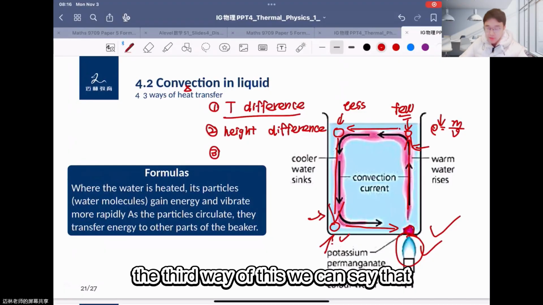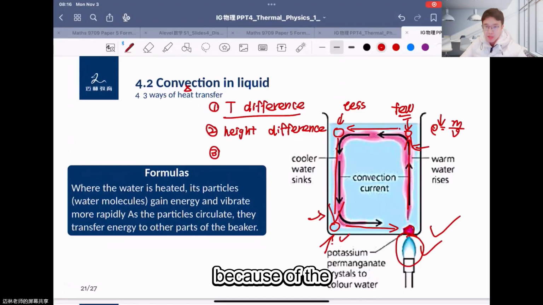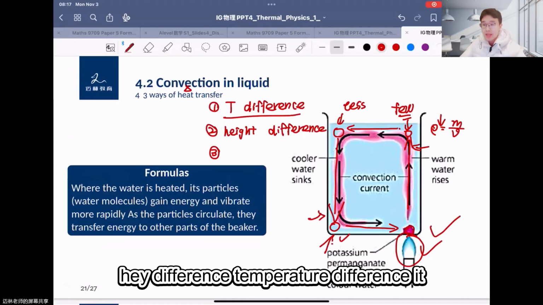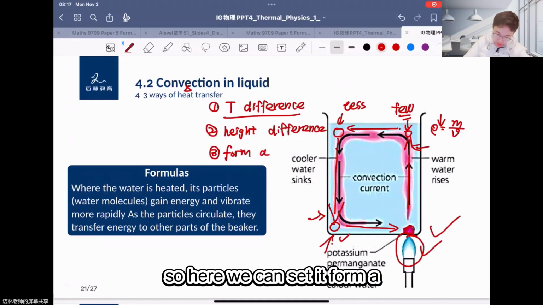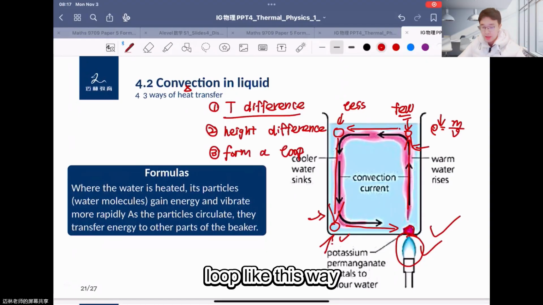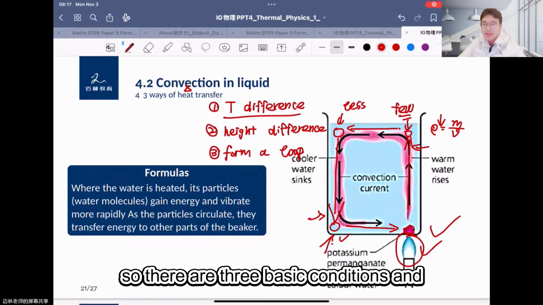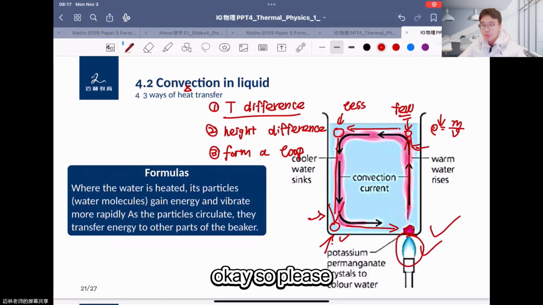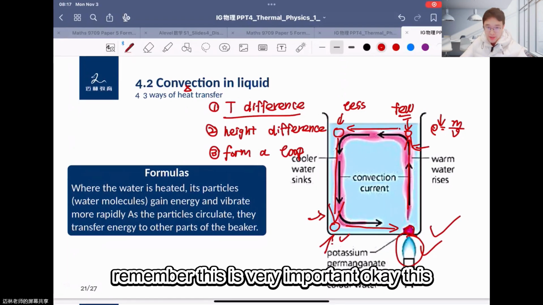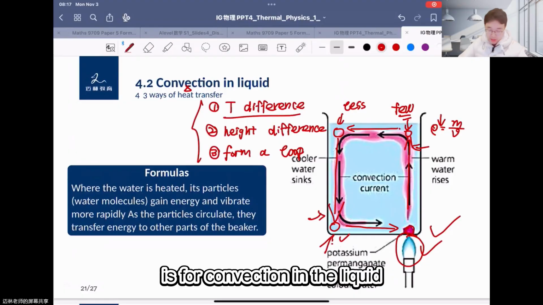And the third one, we can say that because of the height difference and temperature difference, it can form a loop, right? So here we can say it forms a loop like this. Okay, so there are three basic conditions and properties for convection in liquid, okay? So please remember this, it's very important. This is for convection in the liquid.